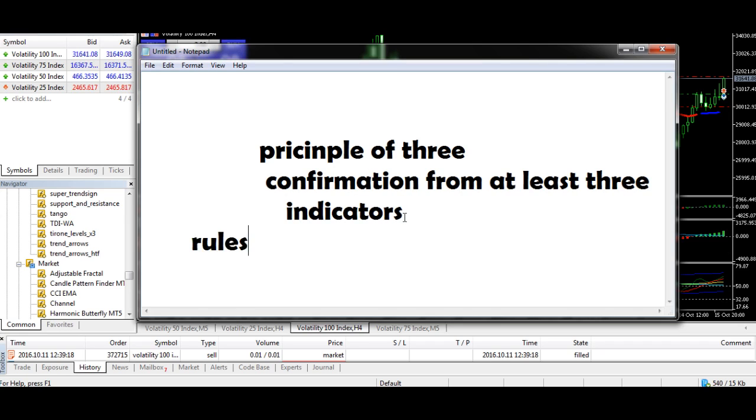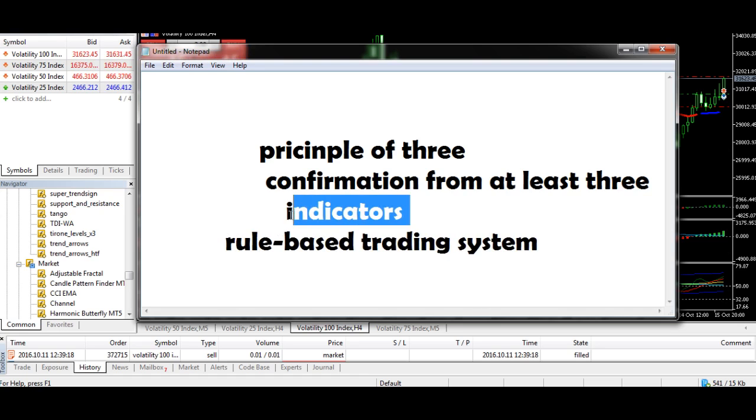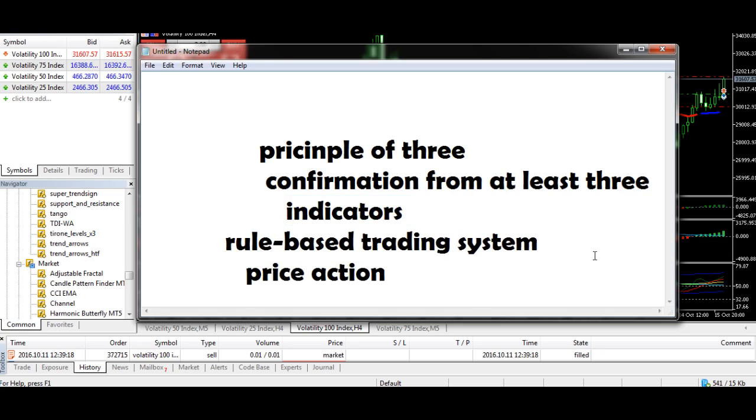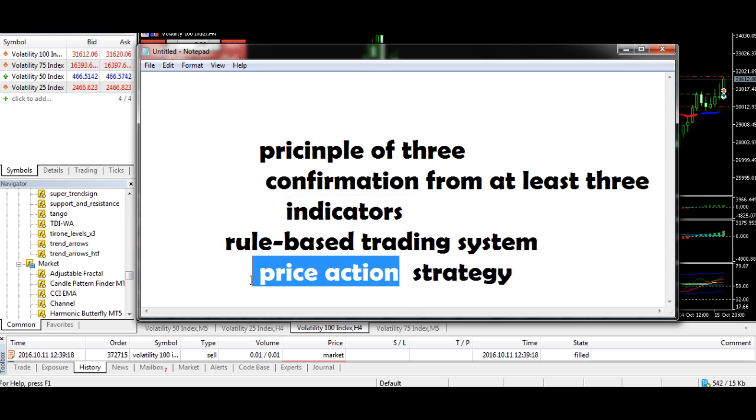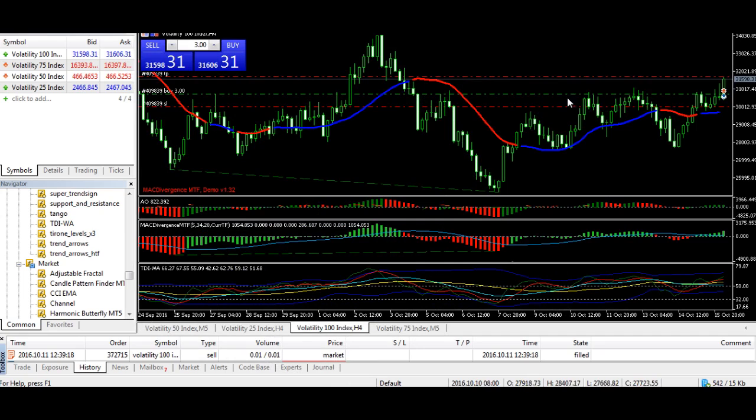If truly you are trading a rule-based trading system, which is what I'm doing personally, which makes use of indicators and my real price action strategy, because for everything you want to do, even if all your indicators give you the signal, you must ensure that you have the price action telling you what to do, because that is the ultimate indicator itself. You can see how I've been able to go up and down.